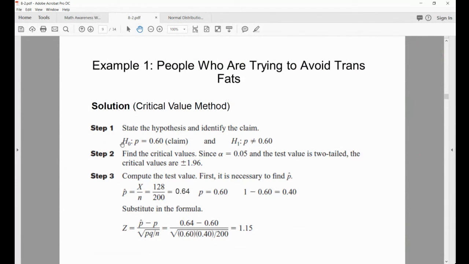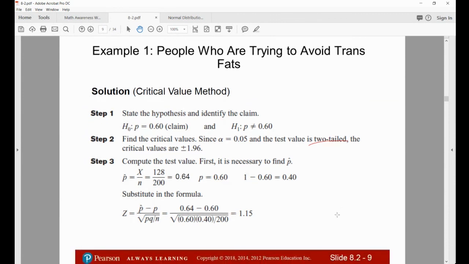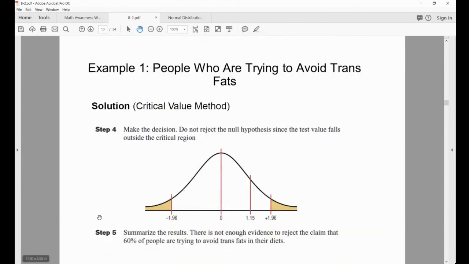So you have the solution step by step in the slides. The critical values were both, positive and negative 1.96, because the test was two-tailed. Then the test statistic was 1.15. The decision is do not reject the null hypothesis because 1.15 falls in the non-rejection region. So we can summarize the result by saying that there is not enough evidence to reject the claim that 60% of people are trying to avoid trans fats in their diet.